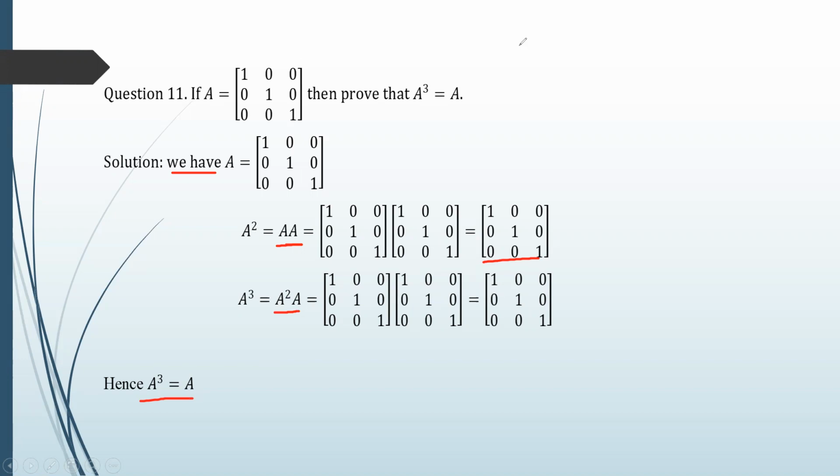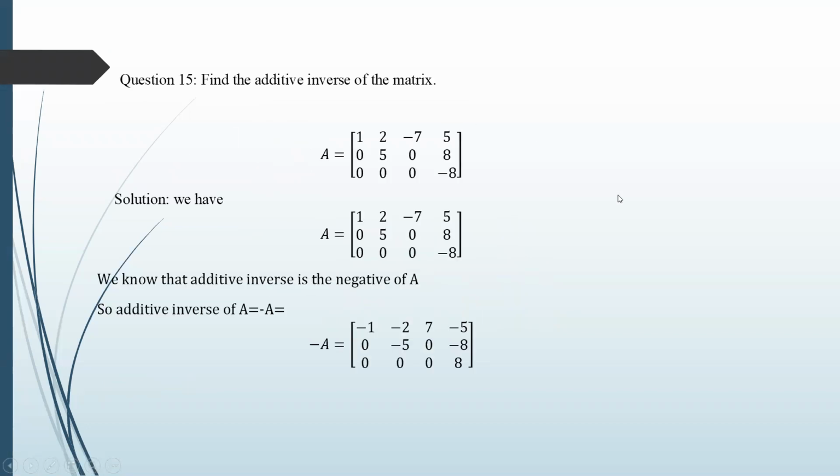So is that clear? Now we go for question number 15. Find the additive inverse of a matrix. We know that the additive inverse of a matrix is the negative of that matrix. So we find the negative of this matrix. It means we multiply all the elements of this matrix with -1. So we get the additive inverse of this matrix: -1, -2, 7, -5, 0, -5, 0, -8, 0, 0, 8. So is that clear?